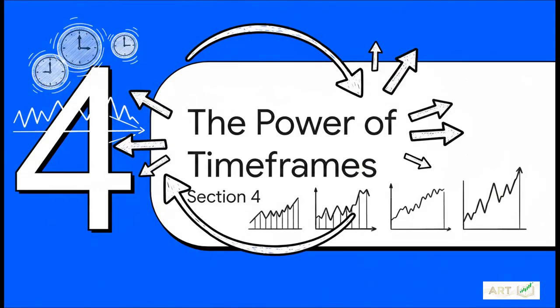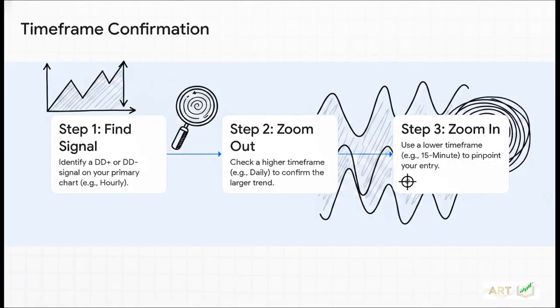Okay, so we've got our channels and we've got our signals. Now we need the third and maybe the most important element that ties this whole thing together, using multiple time frames to confirm everything. This right here, this is what separates the pros from the amateurs. It's a simple three-step filter.